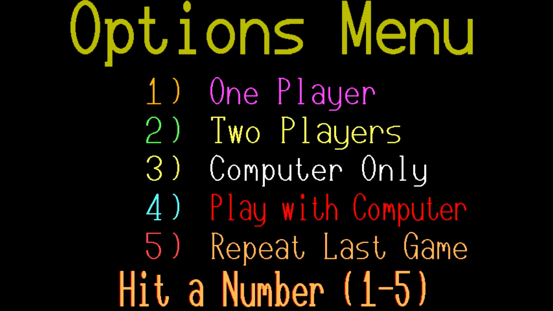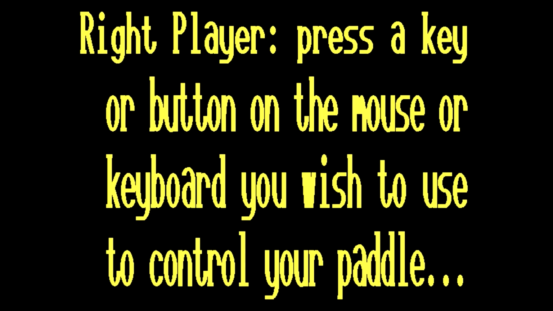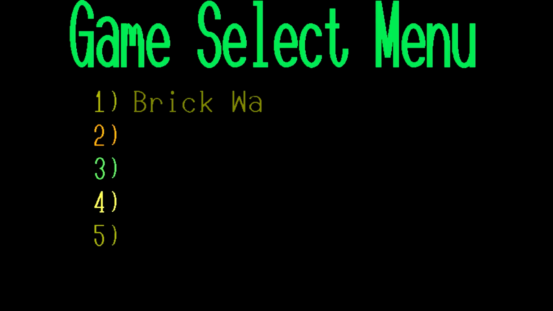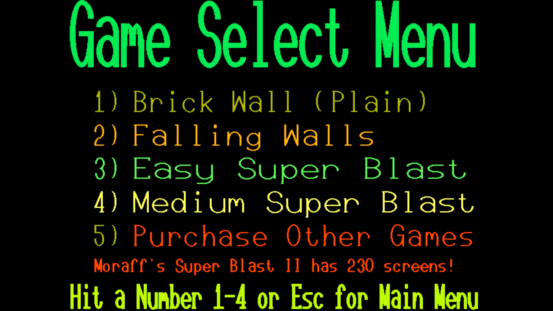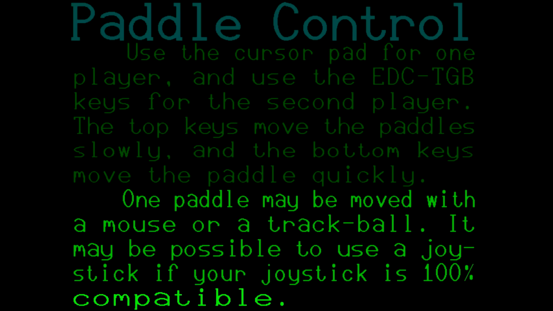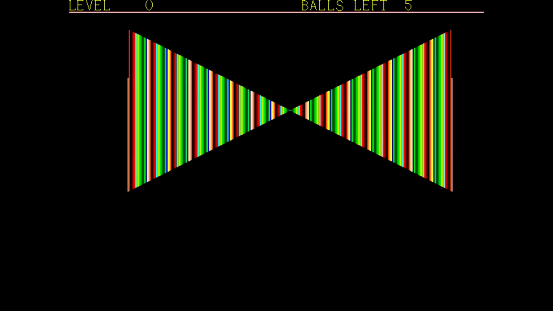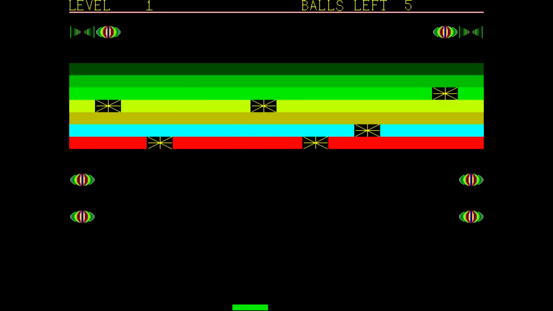So this is a breakout game. I'm going to go one player, right player, press a key or button on the mouse. So game select menu. You can do brick wall, falling walls, easy SUPBLAST, medium SUPBLAST, or purchase other games. Now we're going to go easy SUPBLAST. Okay, there we go. Level 1.